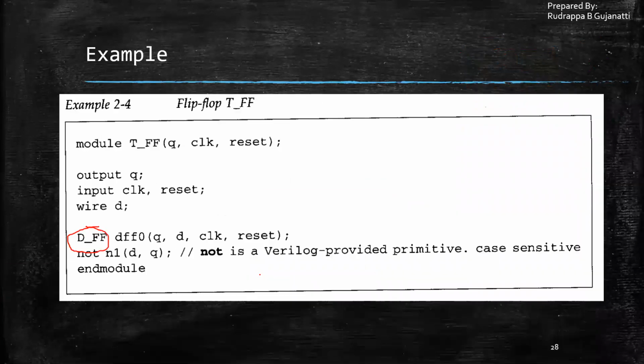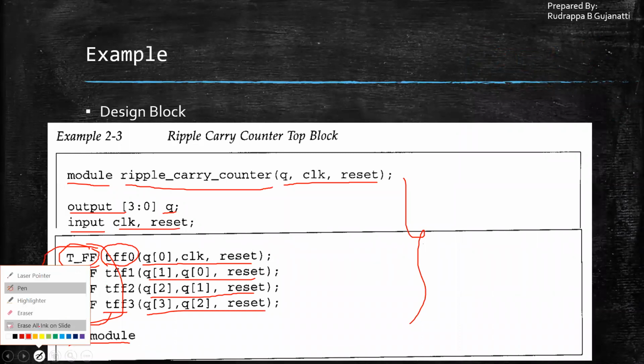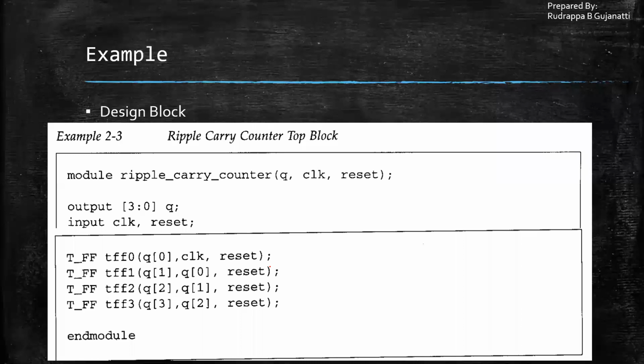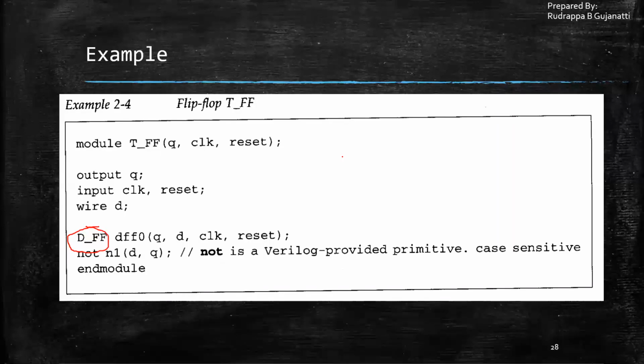So you have these other things which are present. The ripple carry counter module has four instances of the T flip flop. Then the T flip flop module is defined over here, which again defines instances related to the D flip flop. And this is how the D flip flop is being defined. So this is how it goes around.